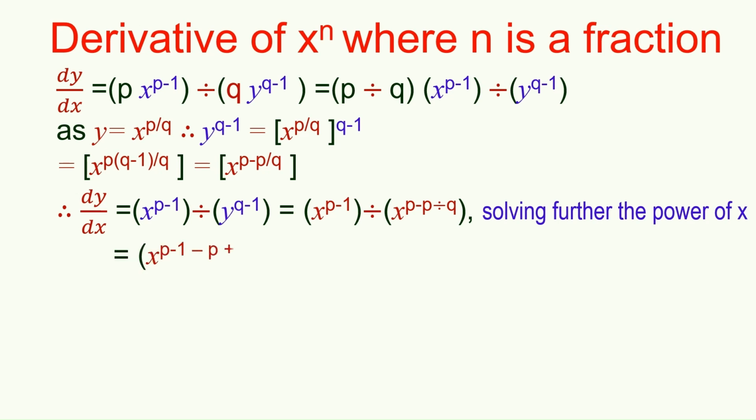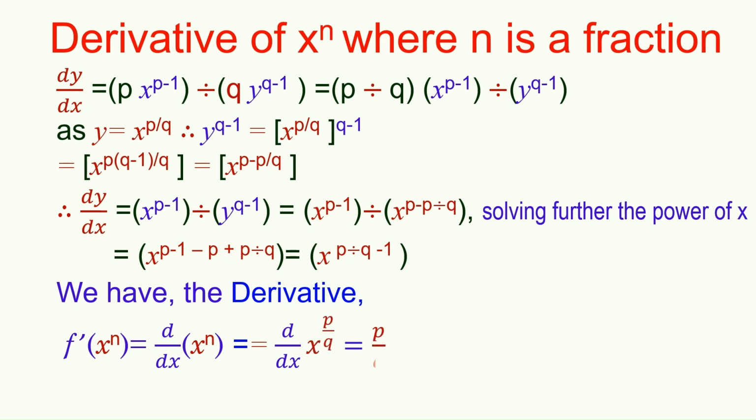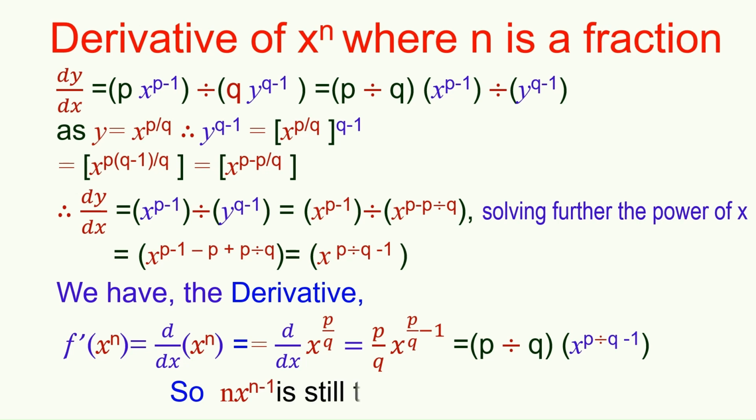Solving further and organizing the power of x, we get x to the power of p minus 1 minus p plus p divided by q, equals x to the power of p divided by q minus 1. We have the derivative f'(x) of x to the power of n equals d/dx x to the power of p divided by q equals p divided by q times x to the power of p divided by q minus 1. So n x to the power of n minus 1 is still true for fractions.